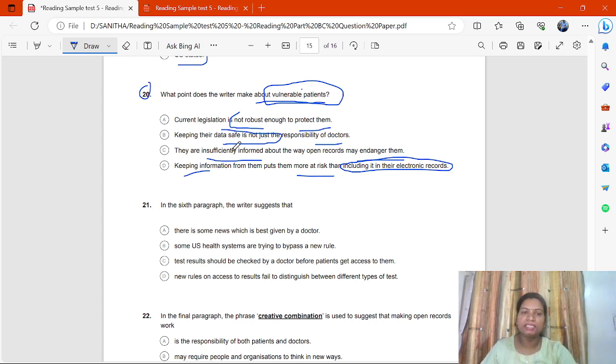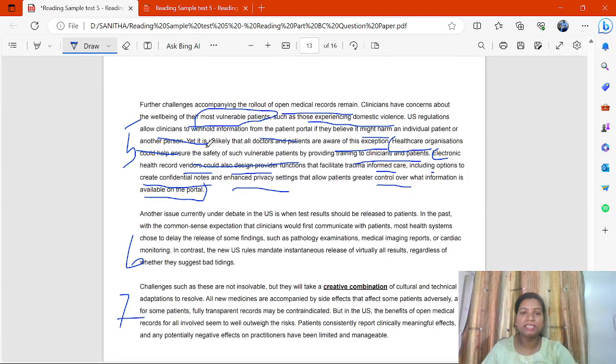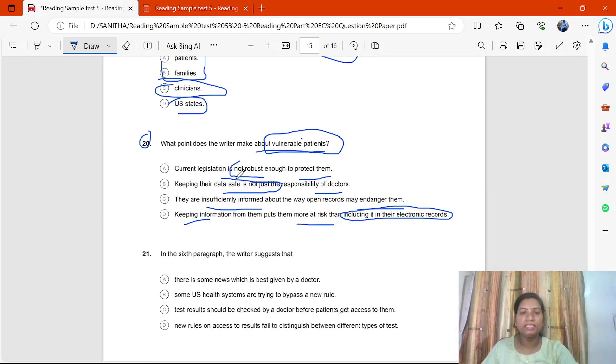Current legislation is not robust enough to protect them. Is it said anywhere that current legislation is not robust enough? Overall it is discussing patient information, the vulnerable patients' information, how to protect it, how to disclose it, how to keep it safe. But it is not saying anything about legislation. So you have to eliminate option number one.